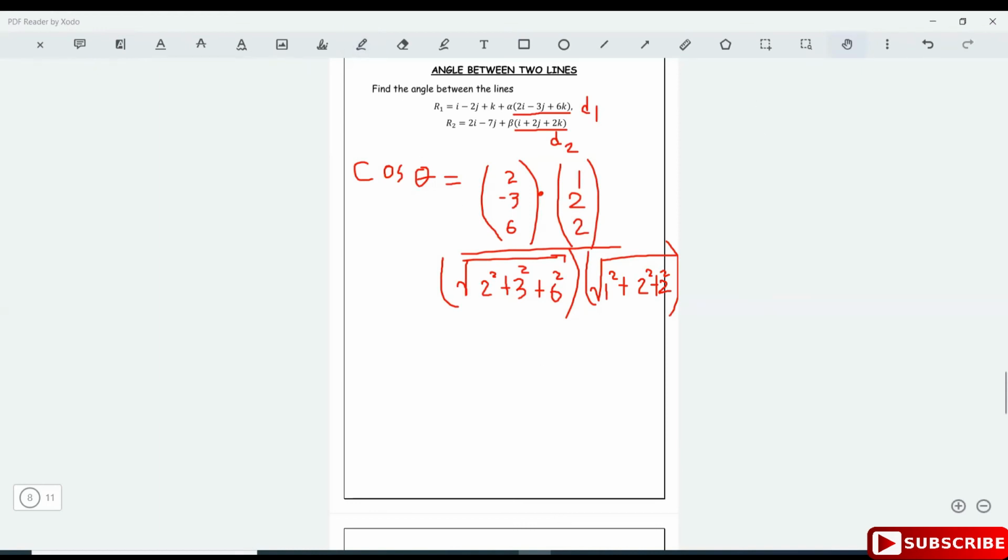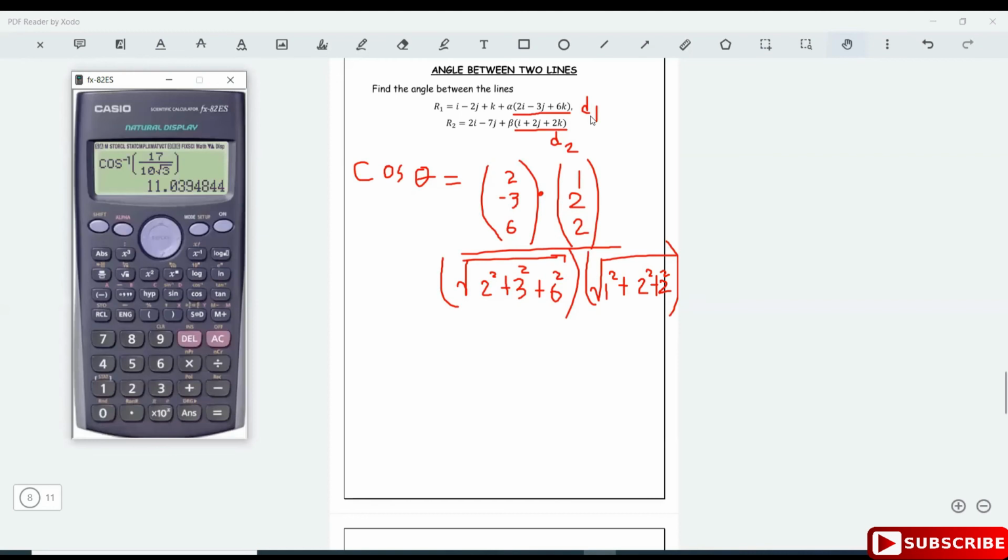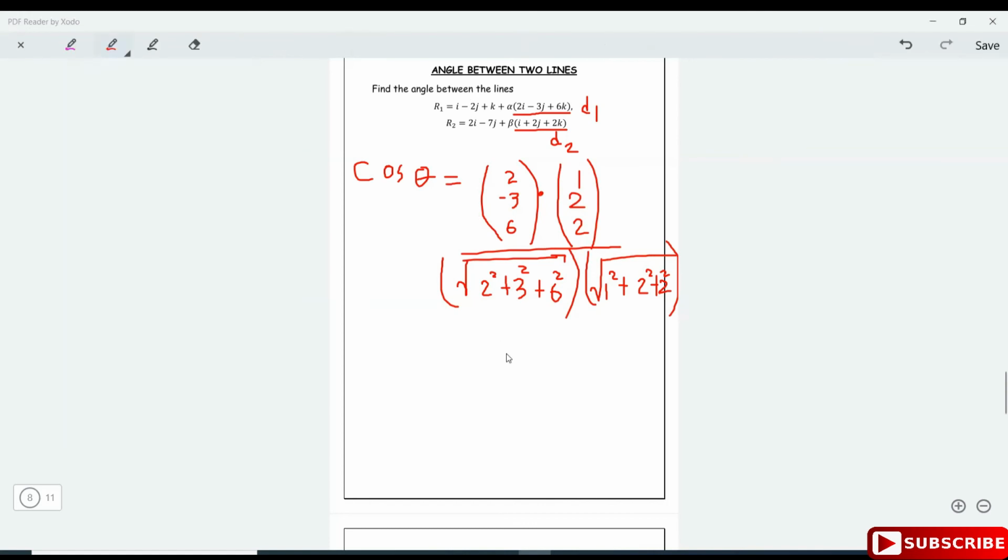Of course, you know me already, I'm not going to stress out myself too much. We're going to use the calculator. So using the calculator, the dot product is going to be 2 times 1, plus minus 3 times 2, plus 6 times 2. We work out that the dot product is 8. So again, this is 8, that's the dot product. This is 8 over.